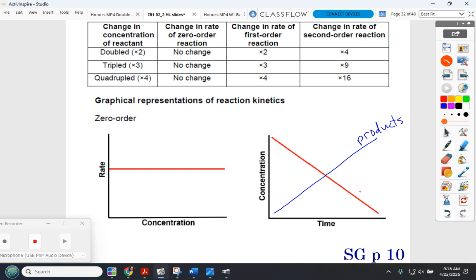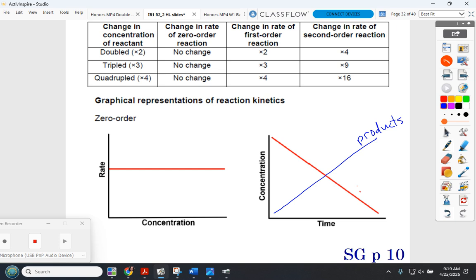So if we're talking about the order of reaction with respect to the water in the last example, it would look like this. If we change the concentration of water, we would not see an effect on the kinetics. And if we graph it like this, it would just be a flat line.